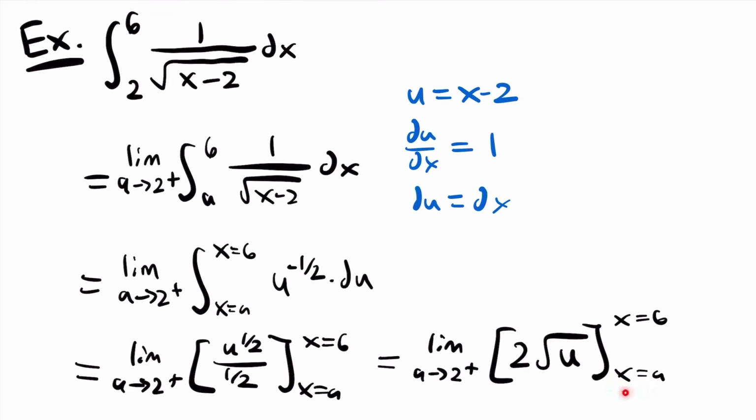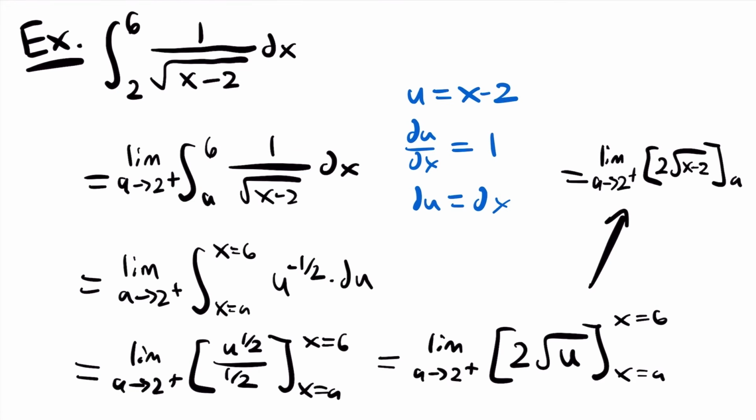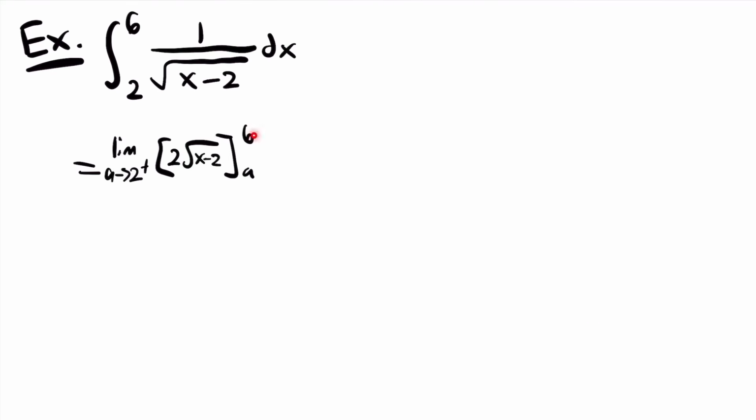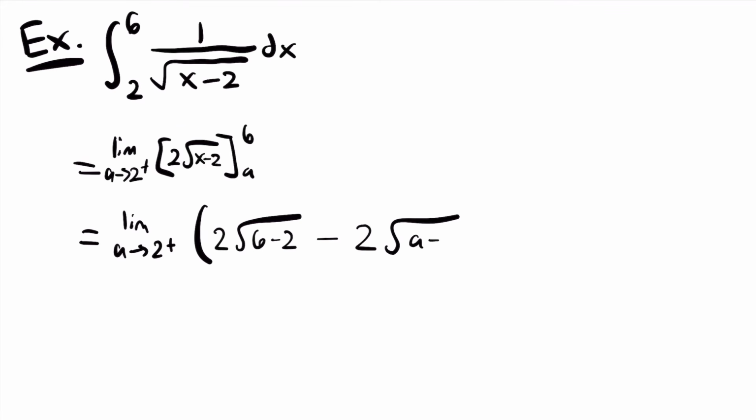Now before we evaluate this at our bounds, u needs to be expressed in terms of x, and u is equal to x minus 2. So let's substitute back. We will have that this is equal to the limit as a approaches 2 from the right of 2 times the square root of x minus 2 evaluated from a to 6. And now if I clean up my work, we can evaluate this expression at 6 and then subtract the evaluation at a. So this is going to be equal to the limit as a approaches 2 from the right of 2 times the square root of 6 minus 2, minus 2 times the square root of a minus 2.